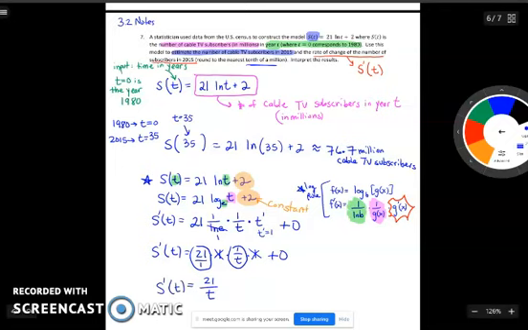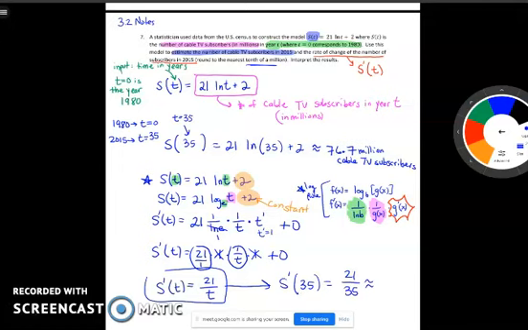So we have a derivative rule now. So I'm going to plug in the year 2015, which equates to t equals 35. So let's see what we get. 21 over 35. So let me type that in my calculator. I got 0.6.